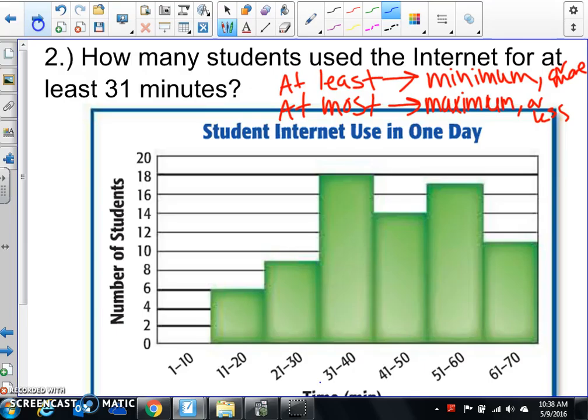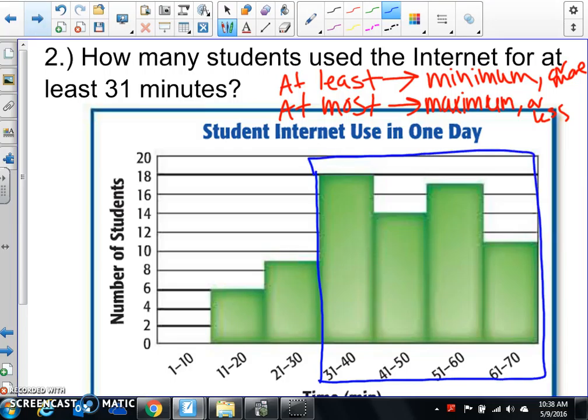Well, 31 is here. And if it's at least, that means it's the minimum. So now, from 31 to 40, there were 18 students. From 41 to 50, there were 14. 51 to 60, there are 17. And then 61 to 70 is 11. Now I just got to add them up.